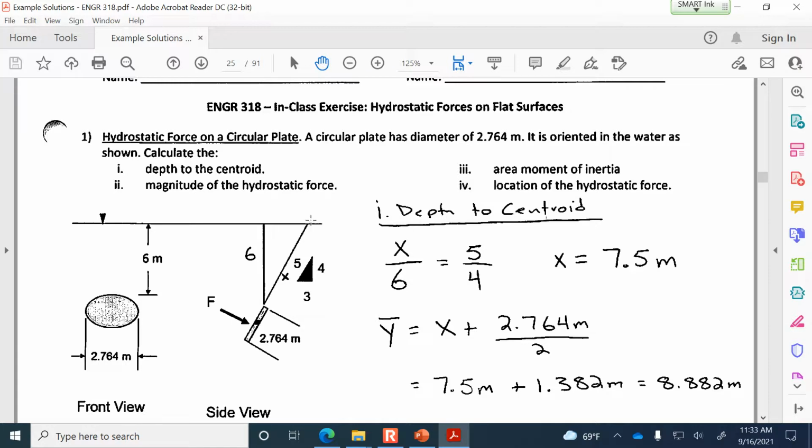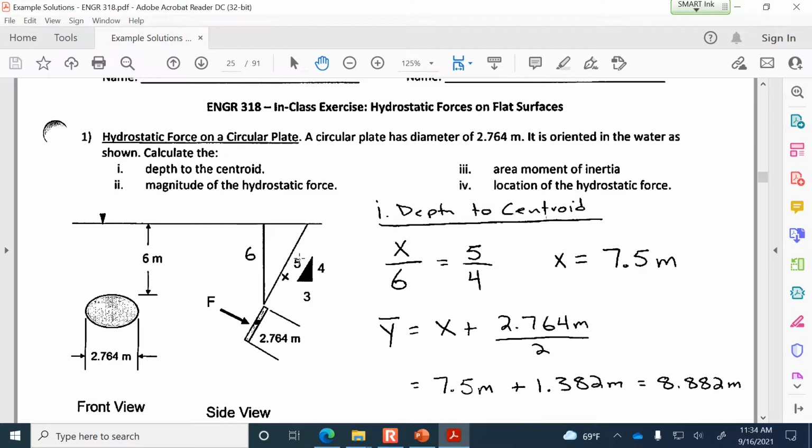X is the inclined distance from the water surface to the top edge of the plate. I ended up finding y bar before delta h, simply because I knew y bar would be relatively easy, because it's going to be half the diameter, from the center to the top edge, 2.764 divided by 2, plus x, where x is just some unknown distance from the edge of the plate up to the water surface.